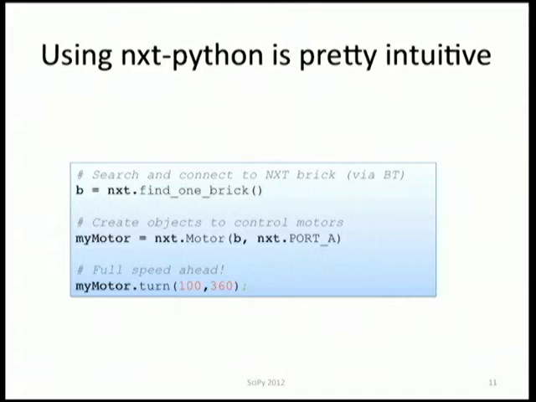So the first command, find one brick, establishes a connection to the NXT brick. You create a motor object that corresponds to one of the 3 ports that you have, and then you just say turn. And that's it. You can specify the power. So in this case, I'm saying go forward 100% power and turn for 360 degrees. So that should do 1 rotation. So that works really nice in theory.